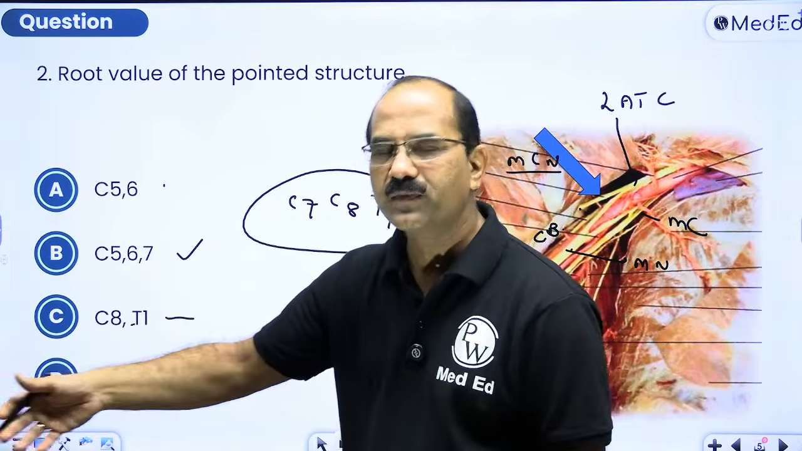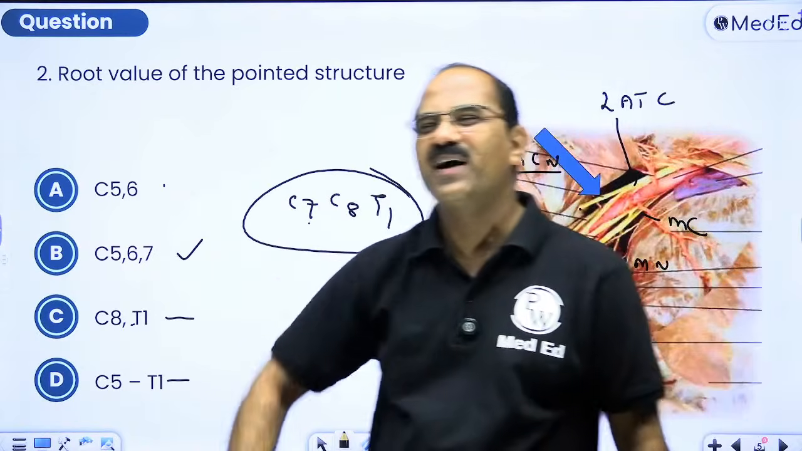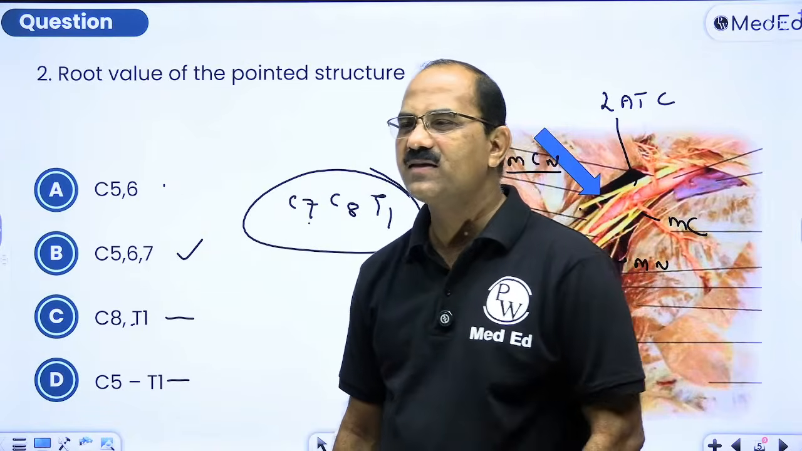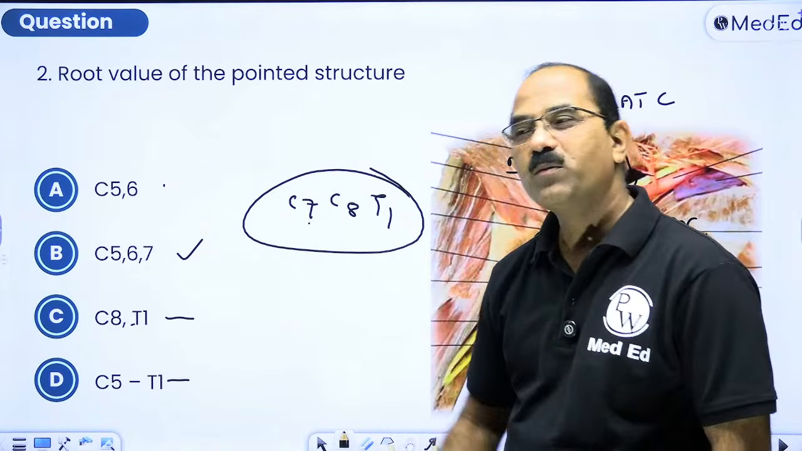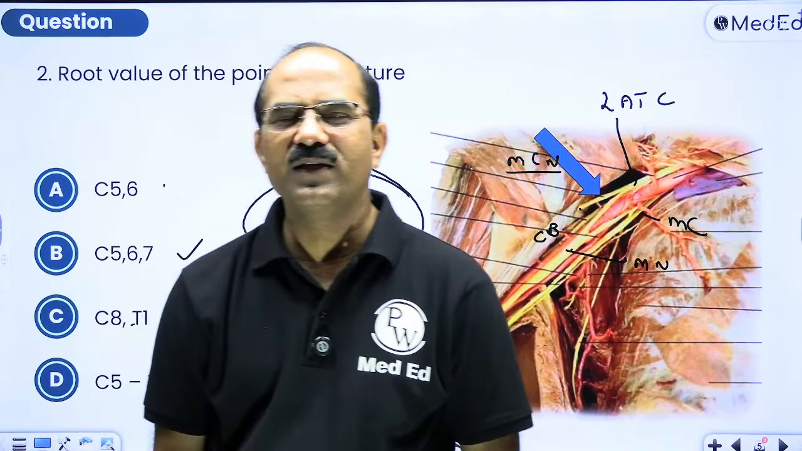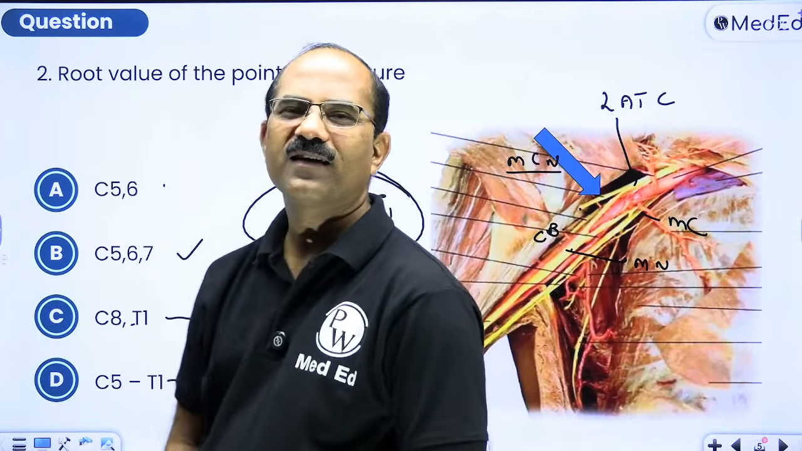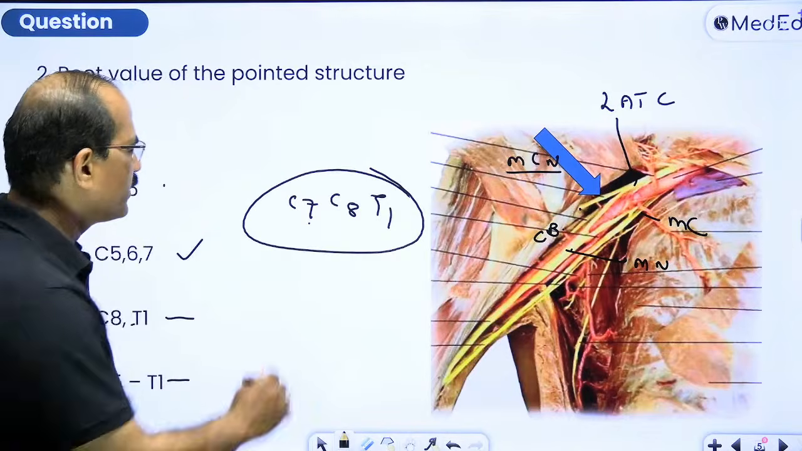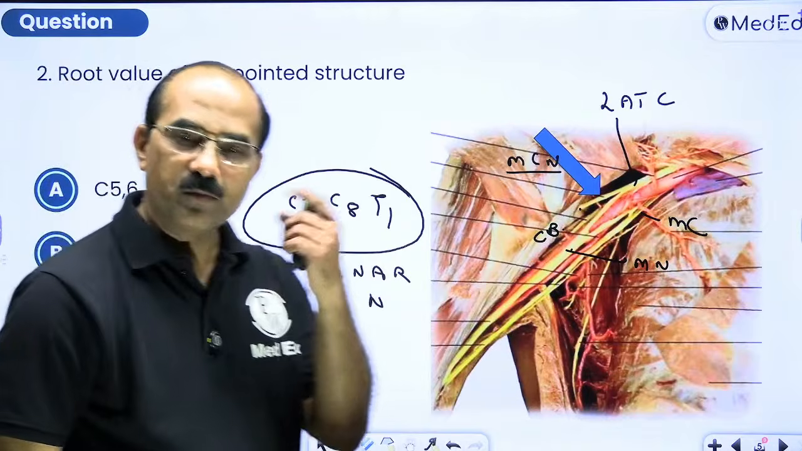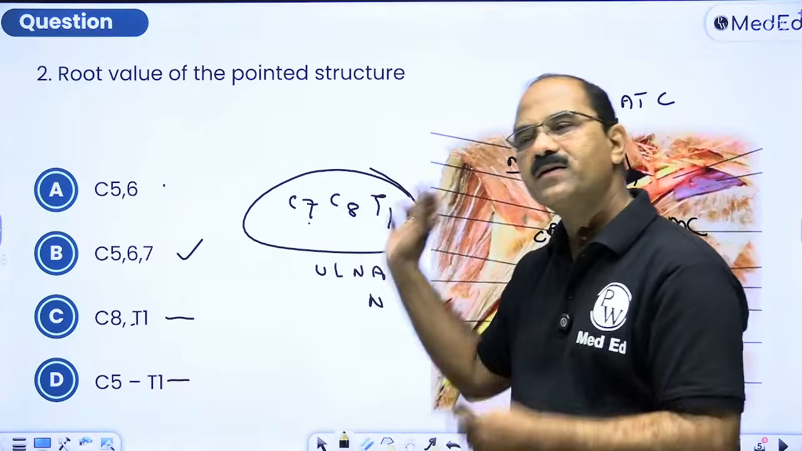Radial nerve is from the posterior cord. Which nerve has the root value C7, C8 and T1? Come on, answer this. Which is the nerve? I'm looking at the screen. You answer. Which nerve has the root value C7, C8 and T1? Remember, this is very important. This is the ulnar nerve. Ulnar nerve is a branch of the medial cord, but the ulnar nerve's root value is C7, C8, T1.